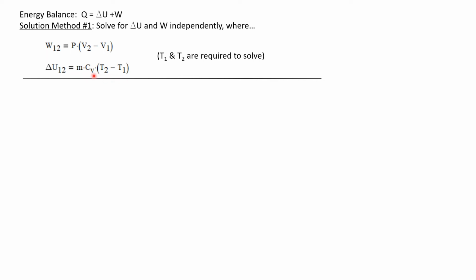And I'm invoking constant specific heats here because I was given a value of K. And recall that K is C sub P over C sub V. So if K is constant, then C sub P and C sub V are constant, and I can therefore assume constant specific heats for this process, and I can use that to calculate delta U. The work term for a constant pressure process will simply be the pressure times the final volume minus the initial volume. Now, in order to solve this problem, I'm going to need T1 and T2.